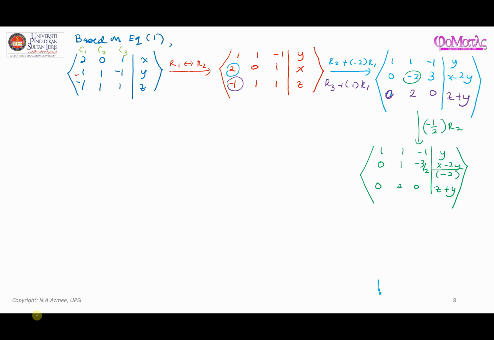What I can do next is turn this value to 0. So that will be R3 plus negative 2 R2. And here I have 1, 1, -1, Y.